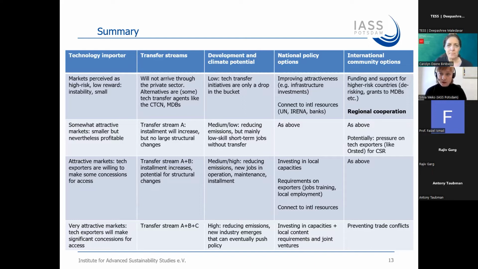And as far as national policy options, I think it's possible to use local content requirements, joint ventures, capacity building, but this is a very politically tricky and relatively high risk maneuver. And so there also have to be mechanisms to make sure that this doesn't spur trade conflicts, which obviously make the price of these technologies rise for everyone.